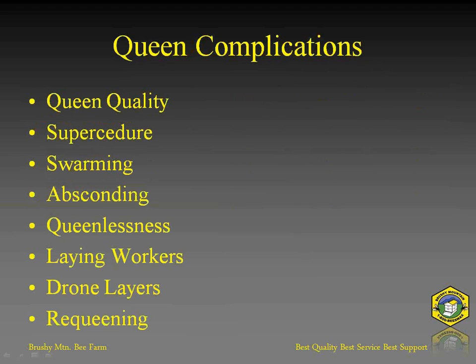What we'll be talking about this evening is queen quality. Some issues you might encounter are supersedure, swarming, absconding, queenlessness, laying workers, drone layers, and requeening. That's a very long list of things to try and cram into an hour-long talk. But hopefully we'll get through all of them, and again have some time for question and answer at the end.